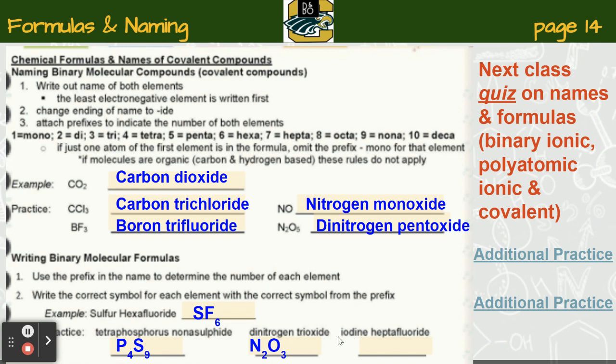Iodine, there's nothing in front of it, so it must be 1 or mono, so we just write an I. Then heptafluoride, hepta is 7, so F7.